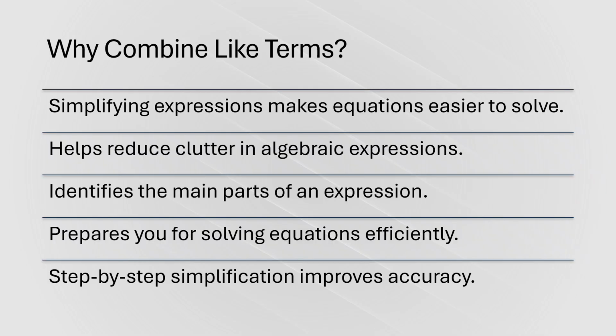Combining like terms helps simplify expressions and makes equations less complicated. By reducing clutter, you can focus on the key parts of the expression. This is especially helpful when solving multi-step equations. Simplifying step by step ensures you don't make mistakes. It also prepares you for more advanced algebra topics like factoring and the distributive property.